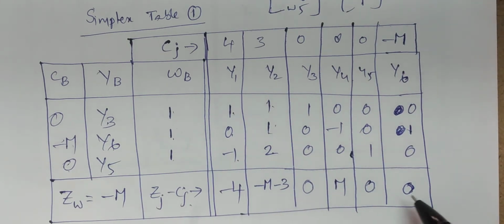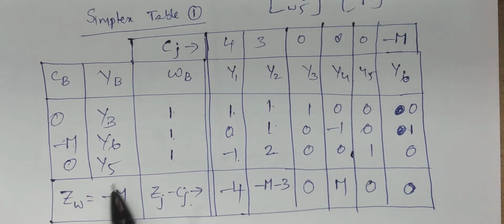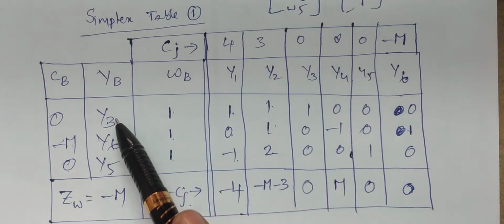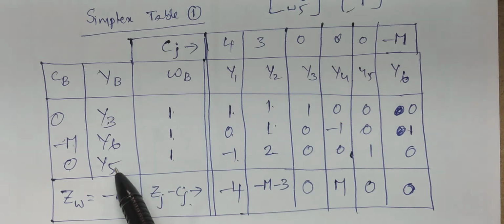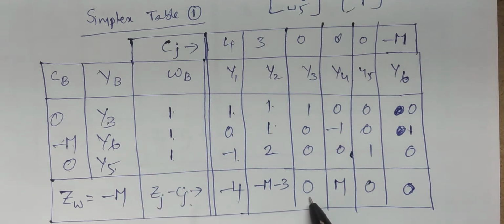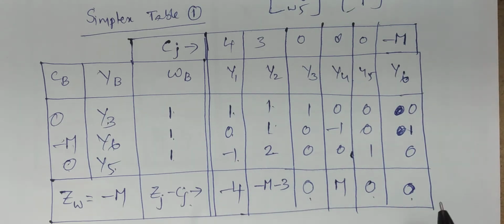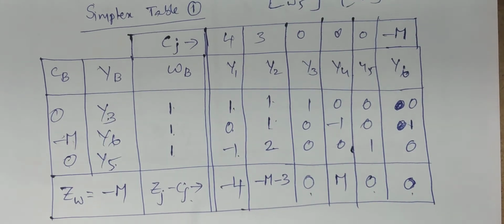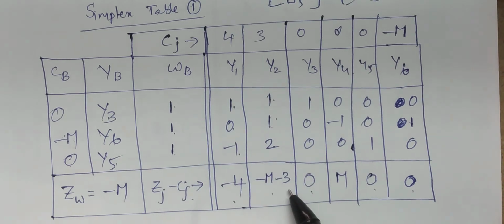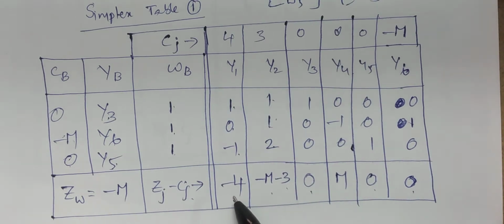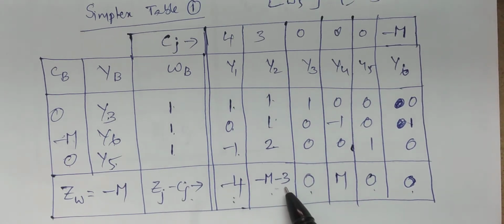So obviously I have indicated many number of times which are the vectors in the basis: y3, y6, y5. The net evaluations must be 0. So no problem. Now you see here there are two negatives, minus 4 and minus m minus 3. Minus 4 is one negative, minus m minus 3 is another negative.